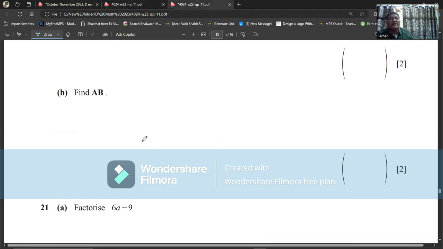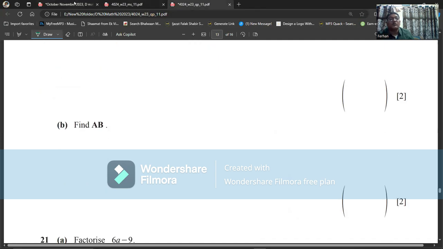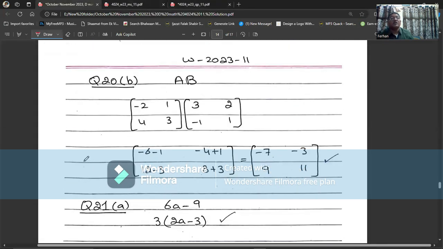Okay, we are going to the next part. He says find AB, so you have to multiply A and B. It's a 2 marks question, straightforward, simple multiplication. If you want to multiply A and B, write the matrix A, then write the matrix B. From matrix A, I will take the rows, and from matrix B, I will take the columns. First this row will multiply with this column, then the first row will multiply with the second column. Then I will take this row and multiply it with the first column, then this row will multiply with the second column. So that's why you have minus 6 minus 1, minus 4 plus 1.